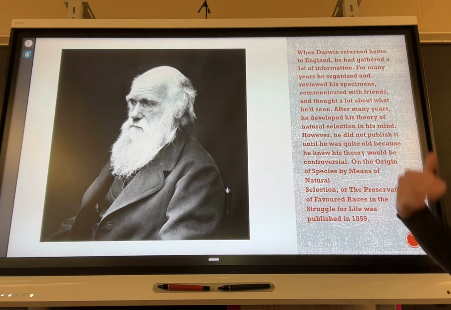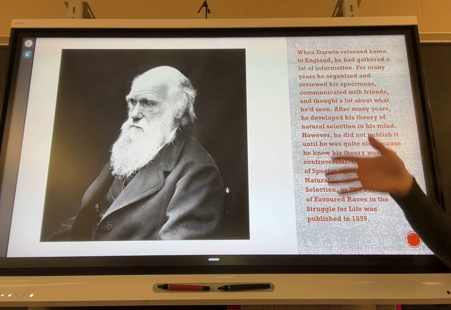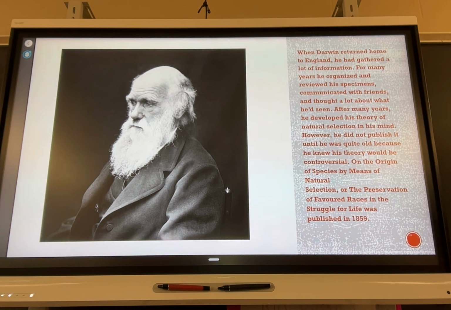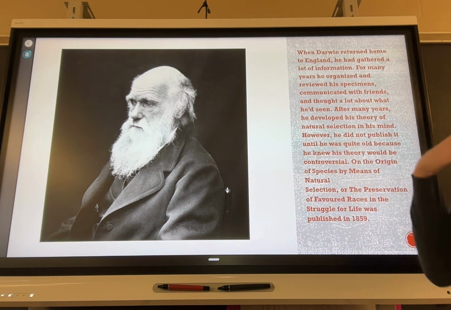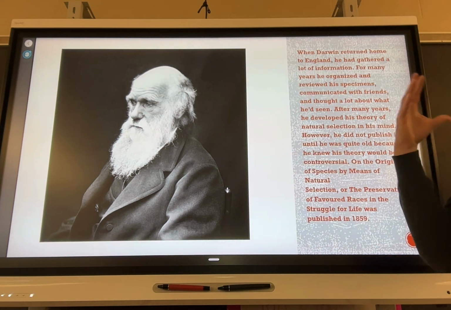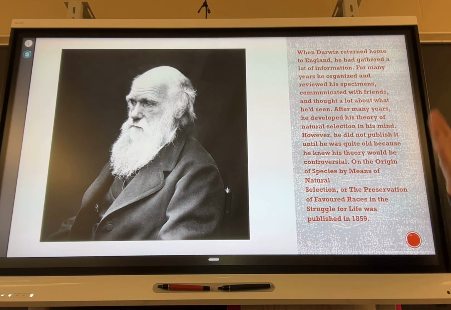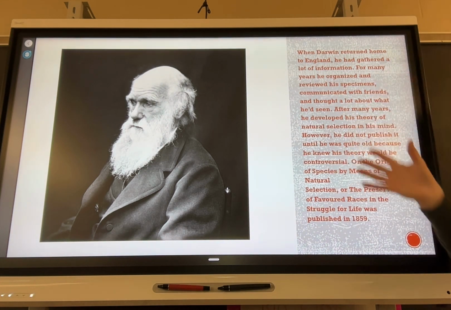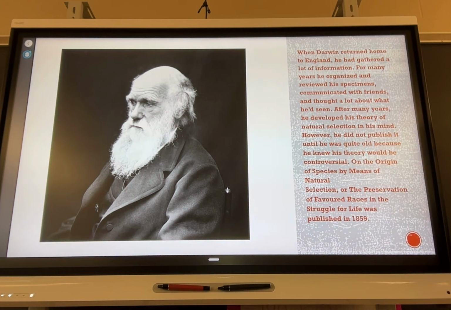So he published that, and then a little bit after, he published his second book on the descent of man, how humans are descended from Neanderthals and how humans have evolved over time. So that was his second book. Again, a lot of controversy around it, but he did end up publishing it.